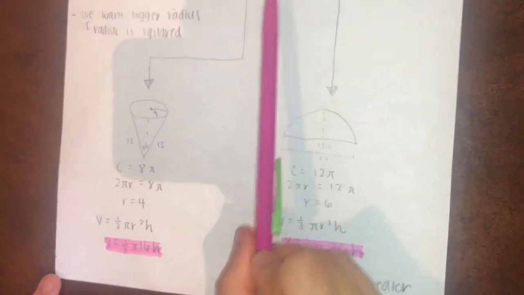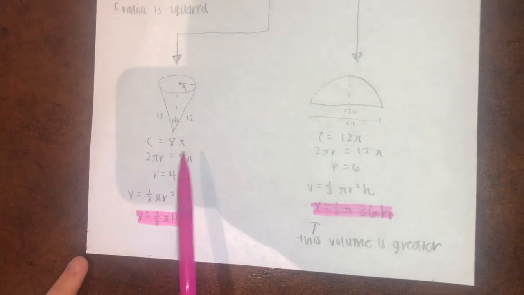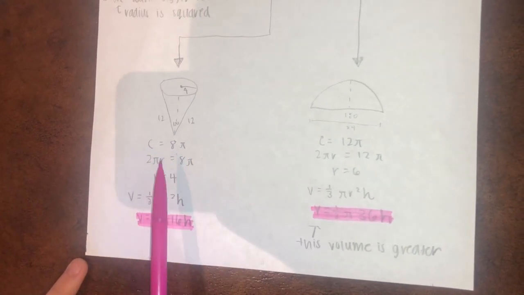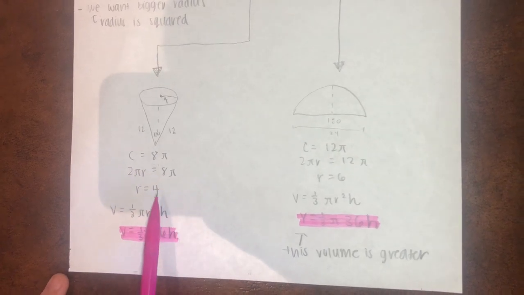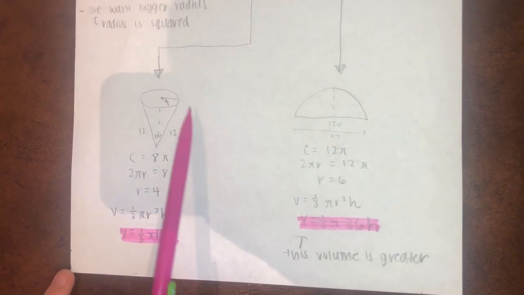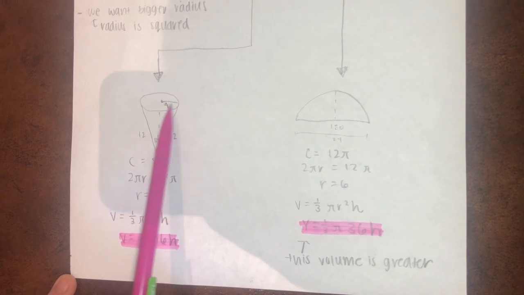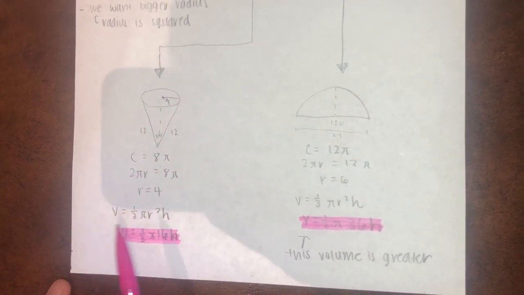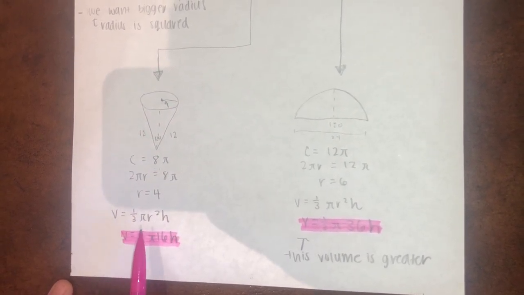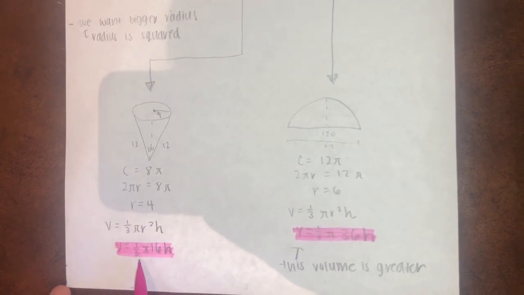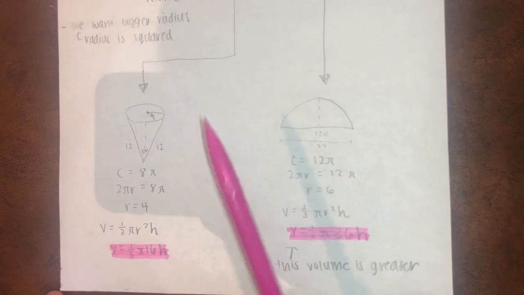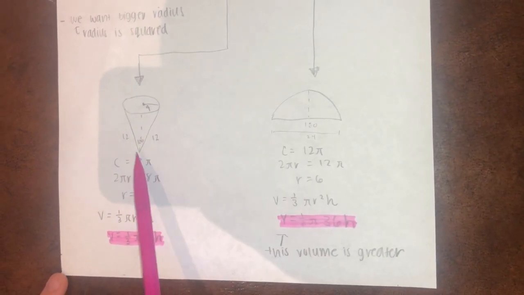And then moving on over here, we can use the circumference we got, c equals 8 pi, to find our radius. So we could do 2 pi r, which is the circumference, equals 8 pi to find our radius, which is 4. So it is the radius right here. And then we could use the volume equation, which is v equals 1 over 3 pi r squared times h. And that gives us v equals 1 over 3 pi 16h. And we know that for both sectors, h stays the same.